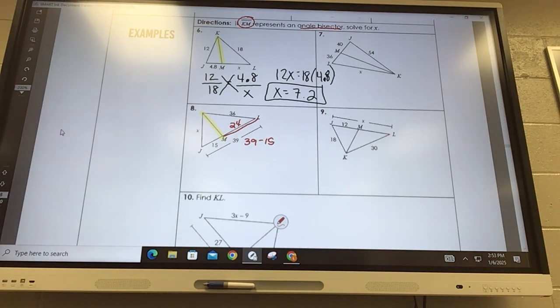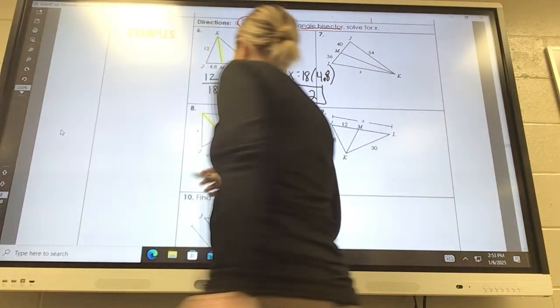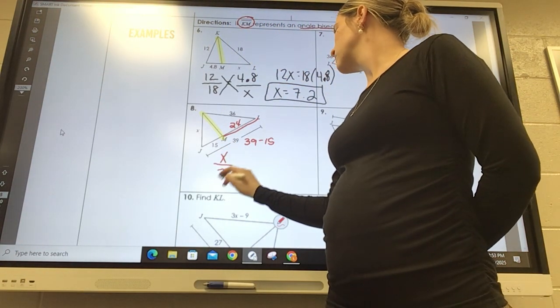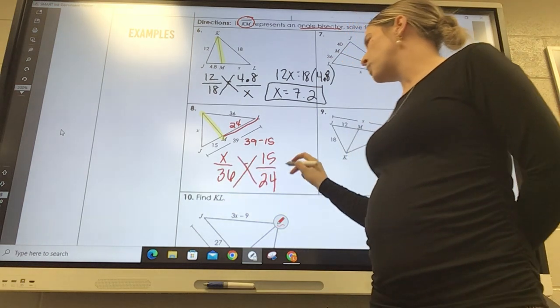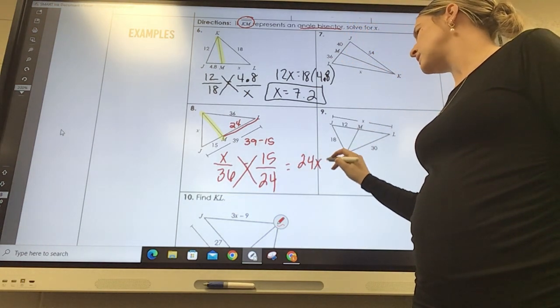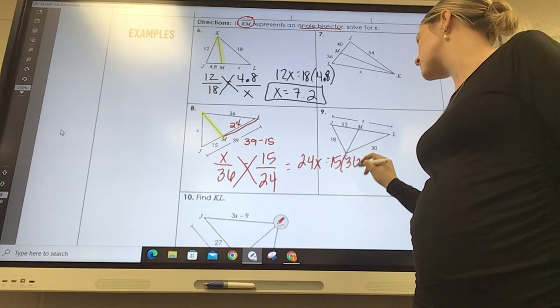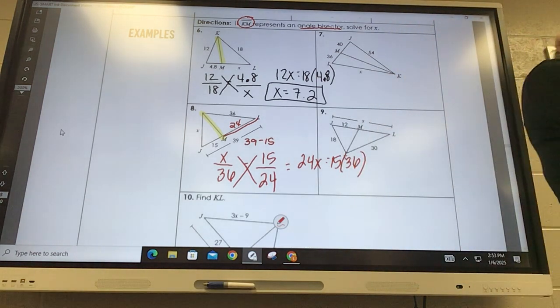Grady, can you set up a proportion for me? Yeah, x over 36 is equal to 15 over 24. Good. Nice job. Cross multiply, so 24x equals 15 times 36. Solve that on your own, see what you get.